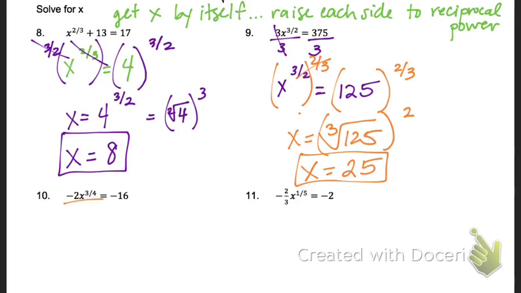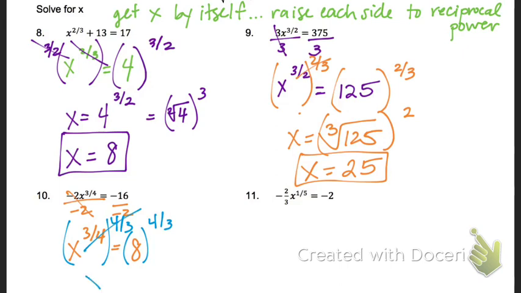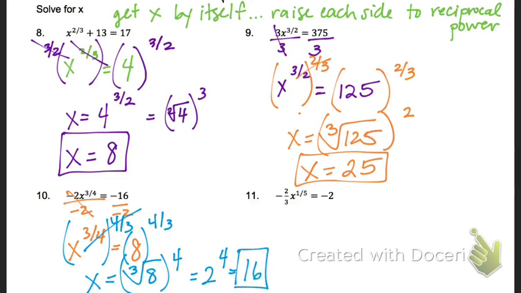Okay, number 10. I'm going to divide by -2. So x to the 3/4 equals 8. Then I'm going to raise each side to the reciprocal power. So I'm going to take the cube root of 8 and then raise it to the 4th power. So 2 to the 4th is what? 16.